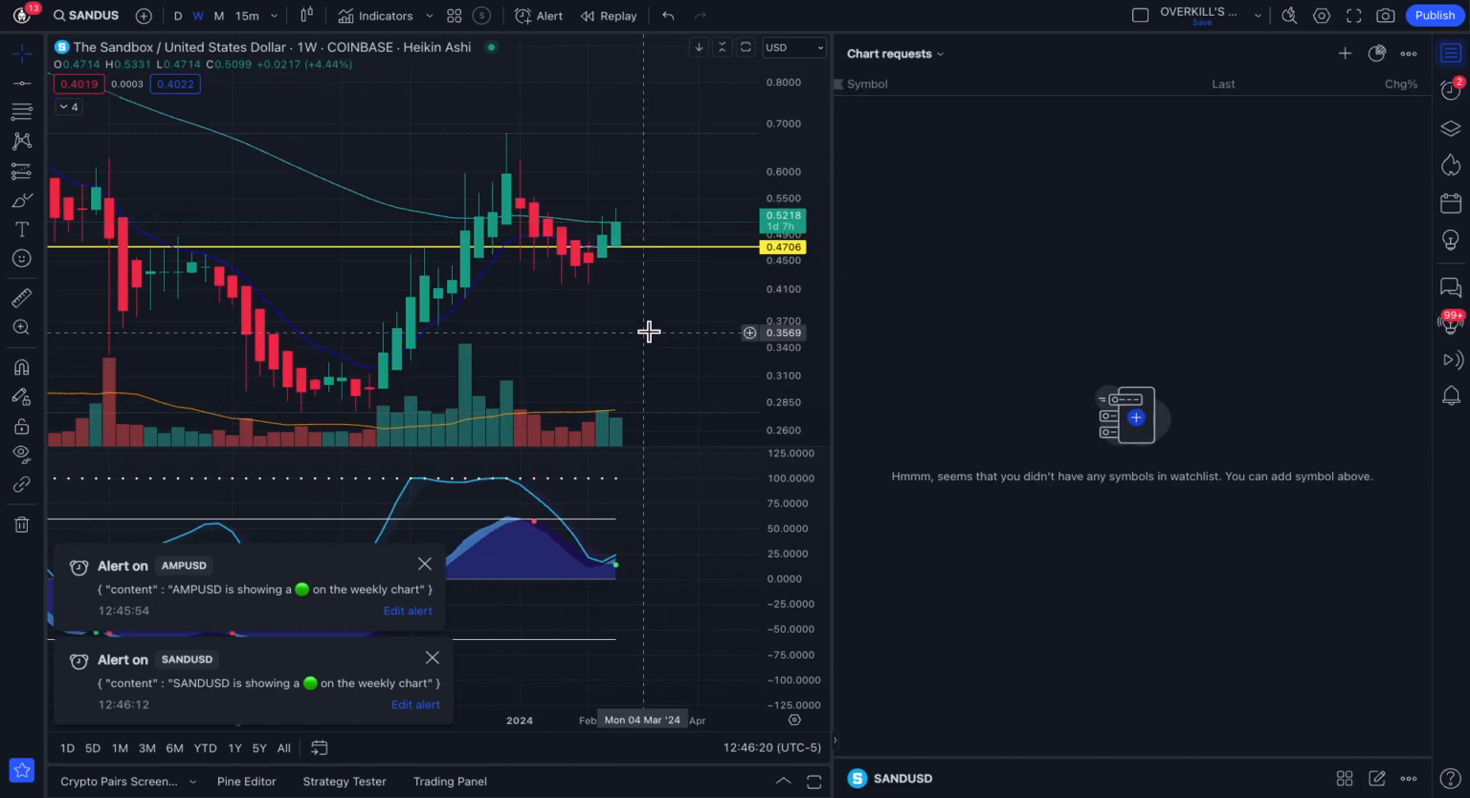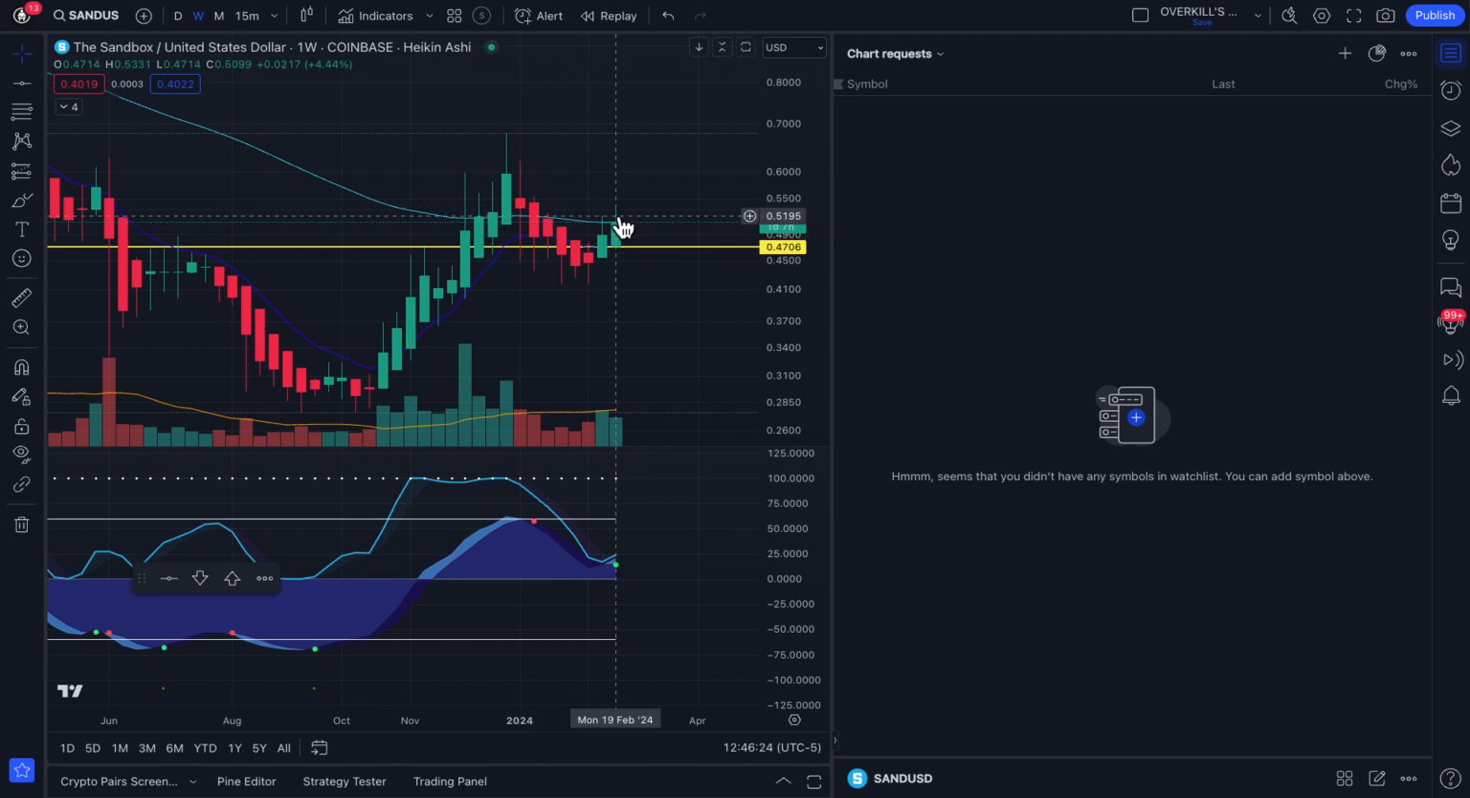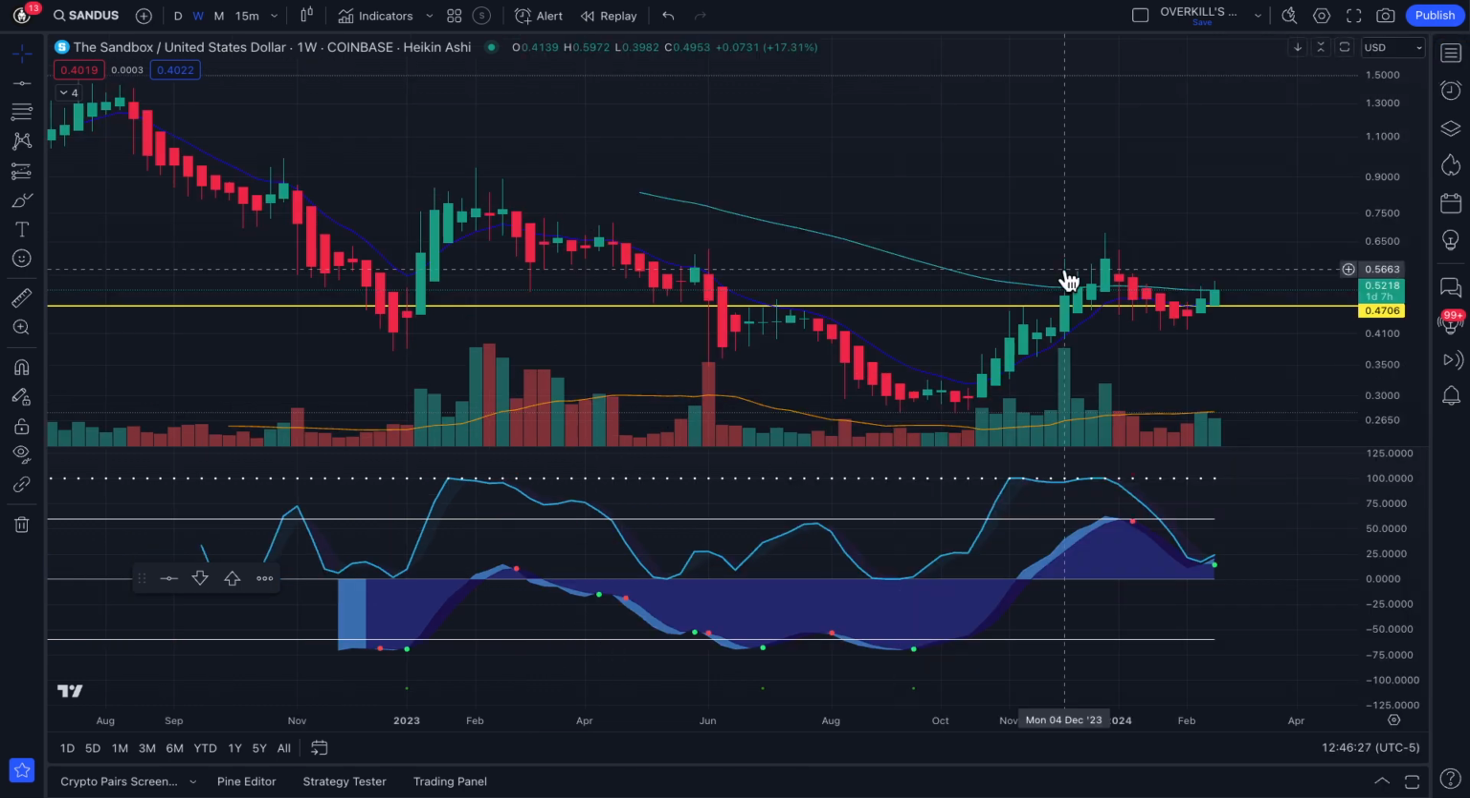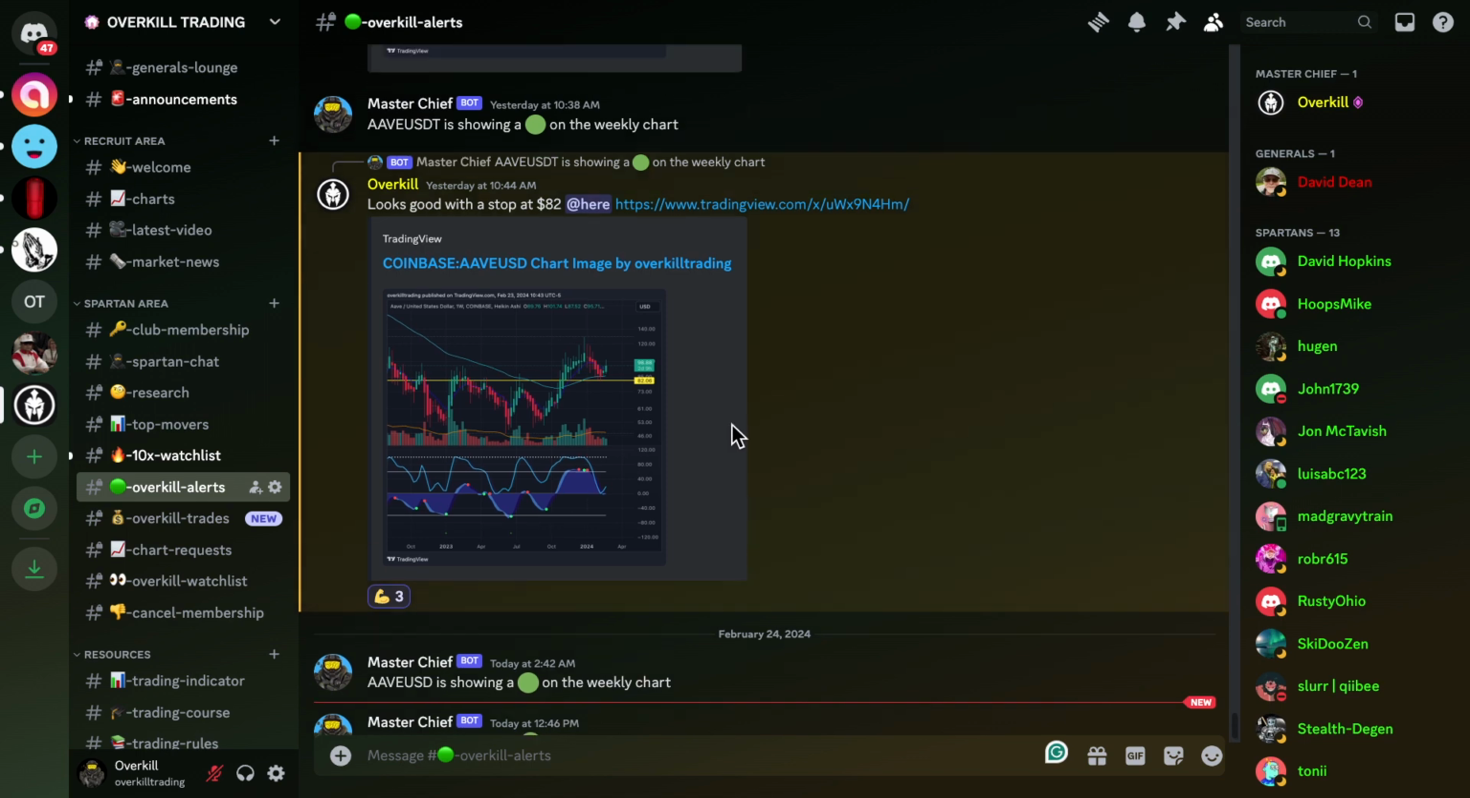So Sandbox looks good for a trade as long as you're using that 47-cent stop loss. It's sitting right on its 50-week right now. So just use that stop loss, and I think you'll be good there, brother, if you want to own that one.